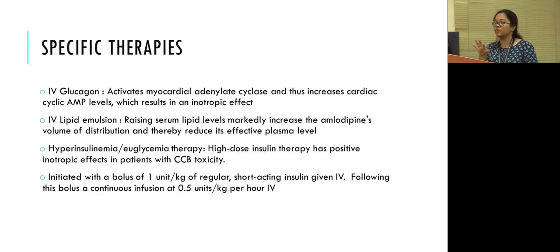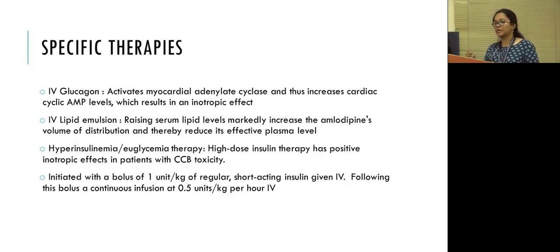Coming to the specific therapies, IV glucagon is not much preferred in amlodipine toxicity; it is more for verapamil or diltiazem toxicity, because it increases cyclic AMP levels and has an inotropic effect. IV lipid emulsion therapy raises the serum lipid levels markedly, which increases the amlodipine's volume of distribution and hence decreases the plasma levels. Hyperinsulinemia euglycemic therapy is high dose insulin with dextrose therapy, and it has two mechanisms. One, insulin by itself has a positive inotropic effect, and insulin also helps to combat the hyperglycemia that is secondary to the CCB blockade in the pancreas.